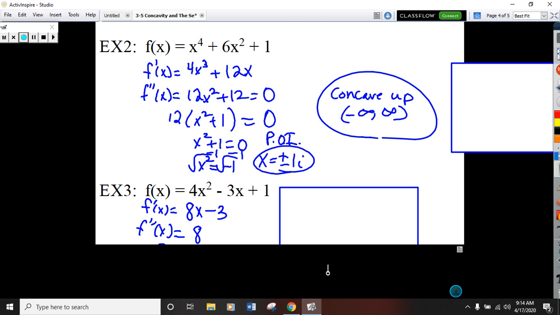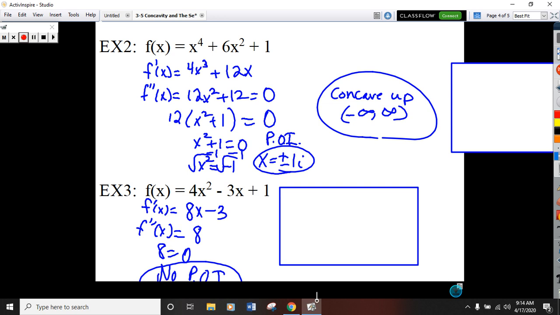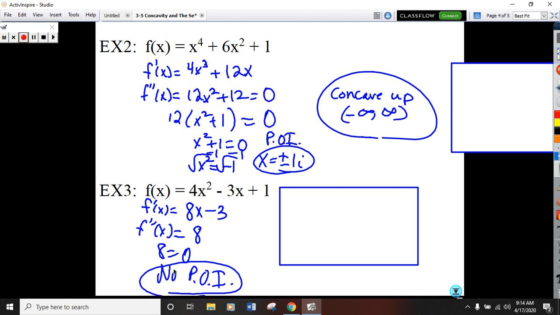To find my point of inflection, I have to set this equal to 0. But does 8 equal 0 make sense? No, it does not. So it is possible for this to happen. I've kind of had two weird examples in a row. Since 8 can't equal 0, there is no point of inflection. So that means we can still do concavity, but there is no point of inflection.